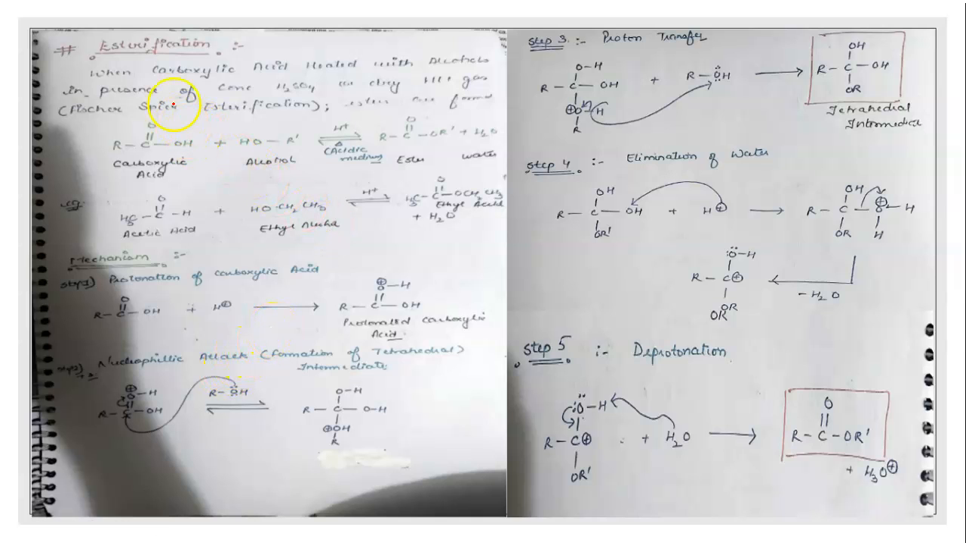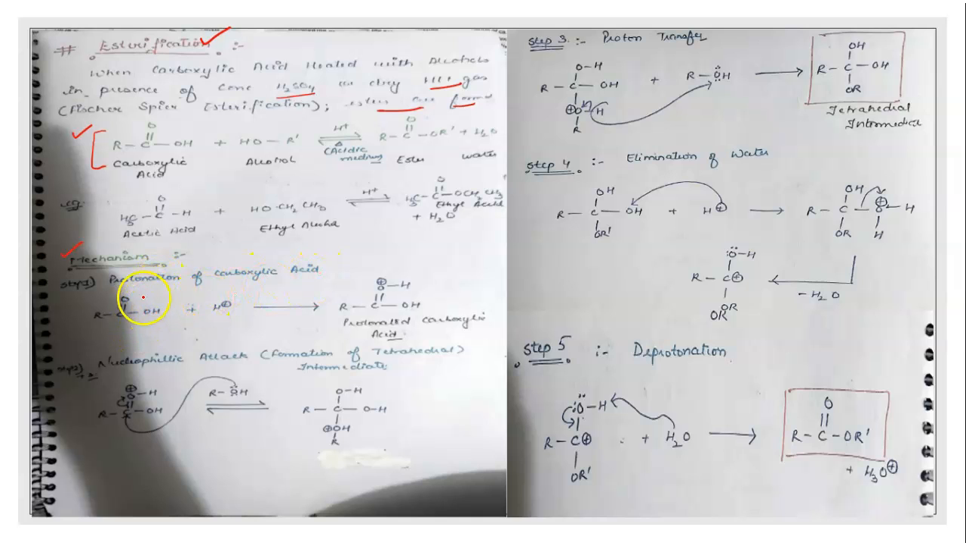What is happening? See, all of you know what the esterification reaction is. When your carboxylic acid is heated with alcohol in the presence of concentrated H2SO4 or dry HCl gas, that is also known as Fischer esterification, your esters are formed. You can clearly see in this particular reaction, right? So this much we have clearly discussed in the previous videos also. So taking up the stepwise mechanism over here, you can see what is happening.